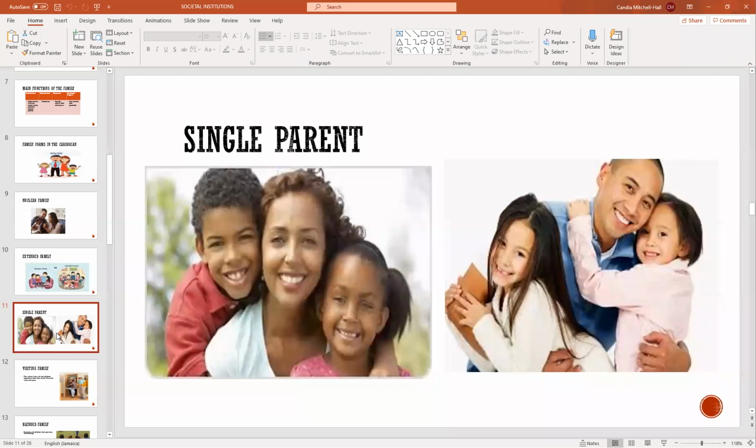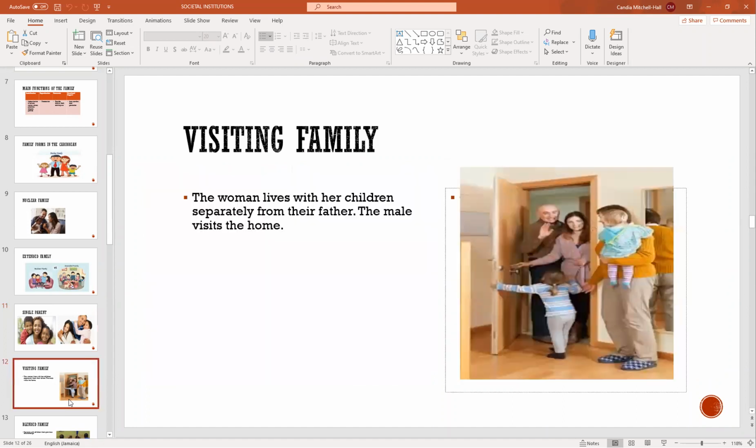And there are some of us who are from single parent homes, where it is mother and the children that live together, or the father and the children that live together. Single parent family. Then we have another type of family in the Caribbean that is the visiting family.